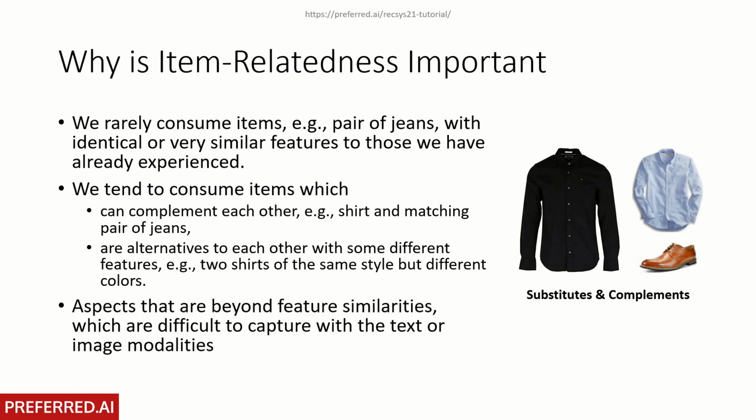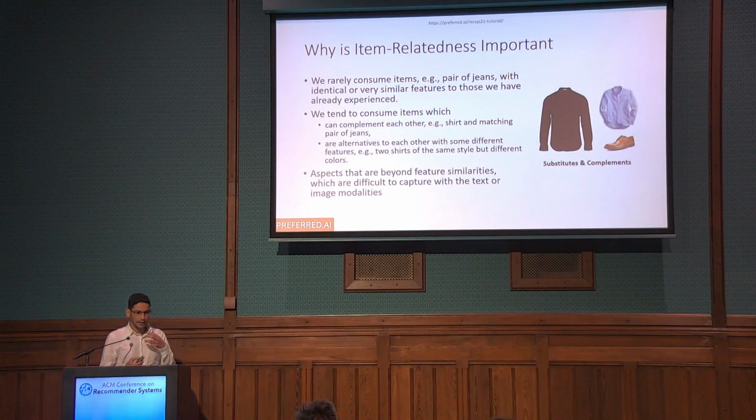So if we can understand how items are related to one another, even if I just have one interaction from the user, I can generalize his preferences to other related items. So it's quite a strong signal to improve recommendations when you don't have a lot of user-item interactions.